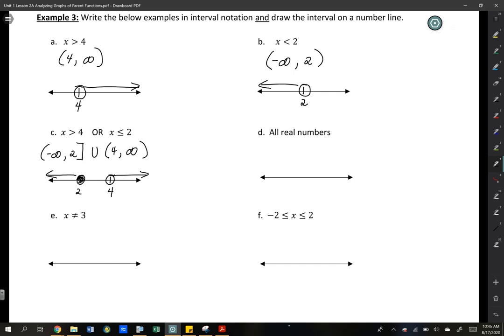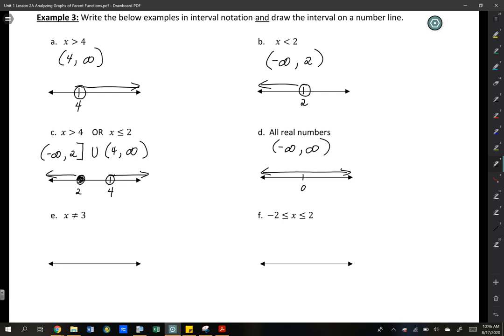All real numbers. I think you're already familiar because we did this again in lesson 1. I might just put a 0 here, but really this is how we would represent that on the number line.